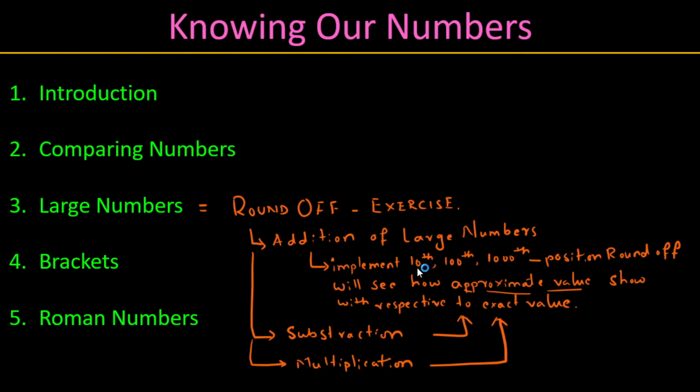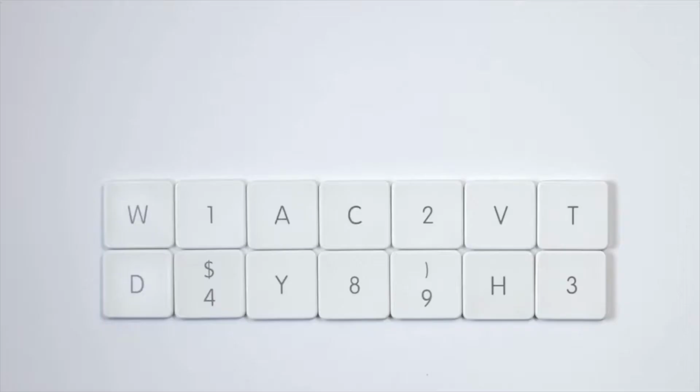If you go with the 10th round off, the 100th round off, or the 1000th round off, whatever value we get, we will study how much exactly the difference from the exact value is. And the same implementation we will apply to subtraction as well as multiplication. So without much delay, we will start this activity.